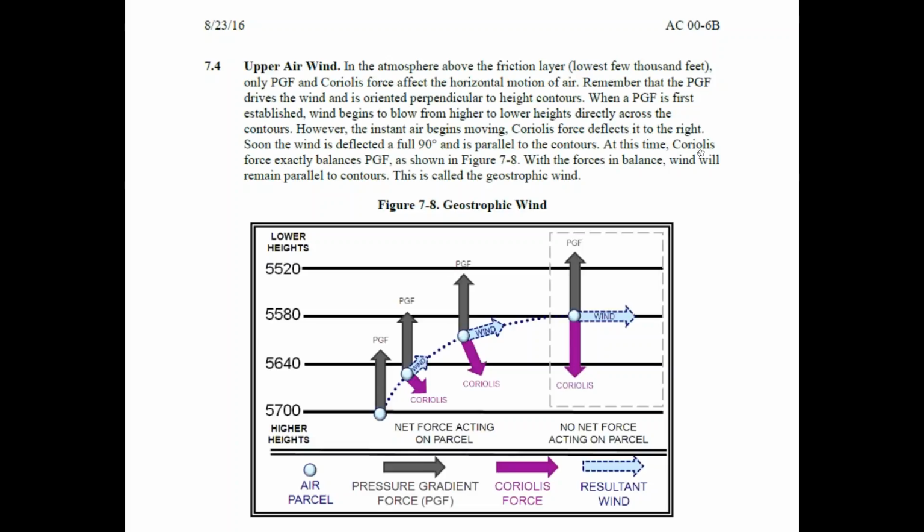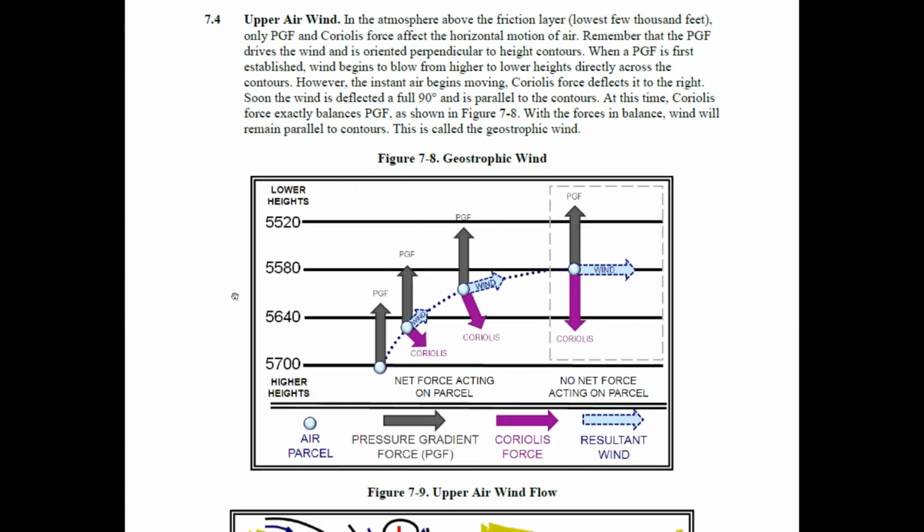Remember that the pressure gradient force drives the wind and is oriented perpendicular to height contours. When pressure gradient force is first established, wind begins to blow from higher to lower heights directly across the contours. However, the instant air begins moving, Coriolis force deflects it to the right. Soon the wind is deflected a full 90 degrees and is parallel to the contours. At this time, Coriolis force exactly balances pressure gradient force, as shown in figure 7-8. With the forces in balance, the wind will remain parallel to contours. This is called geostrophic wind.